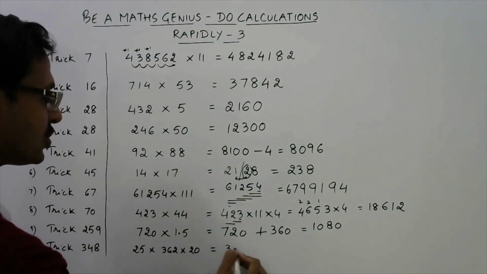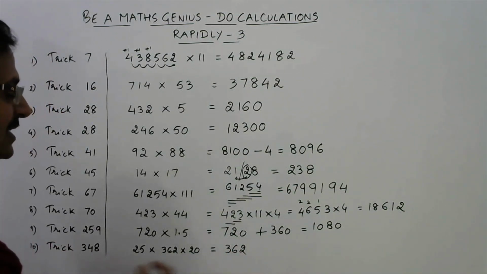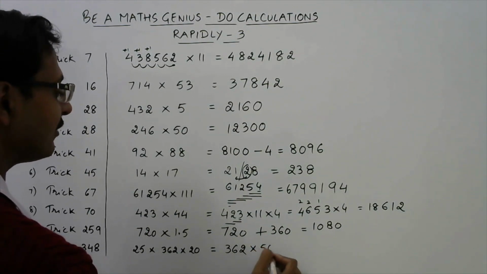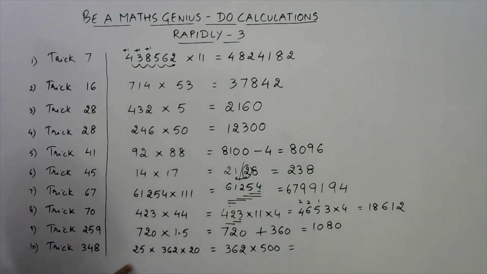So 362 will remain as it is in the first step, and we have a 500 when we multiply the first and third. So you need to see which two numbers are easier to multiply. Only then you go for the final product.